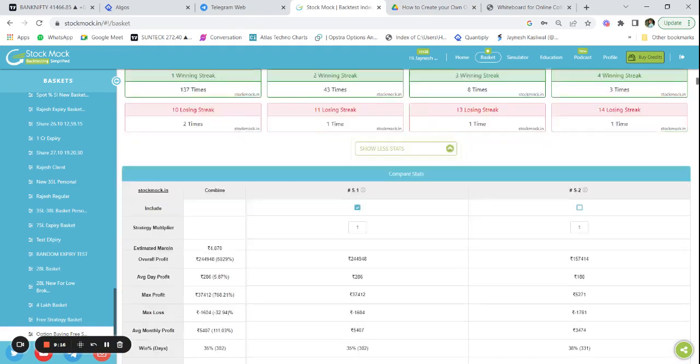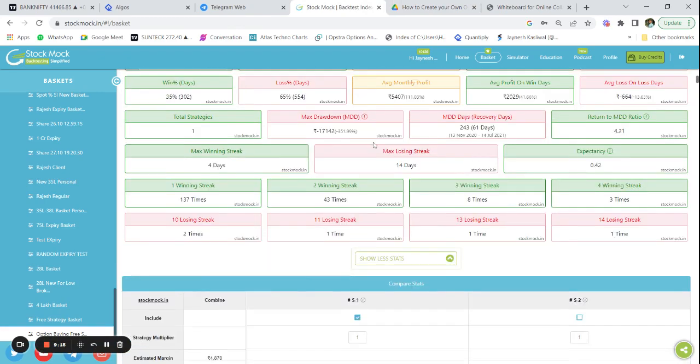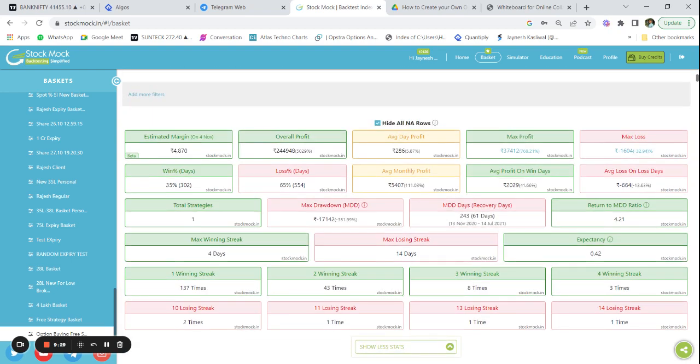Right now, let's look at the other stats here, where return to MDD is okay, not that great, I will be honest with you, and the recovery days, the MDD is high. So this is also a problem in case of option buying systems.